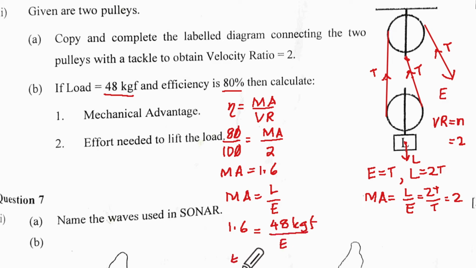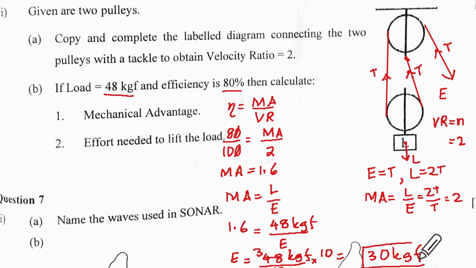And so effort will be equal to 48 kgf upon, I'll write here 16 and I'll write 10 here. Now 16 goes 3 times here, so that will give us 30 kgf, and that is the value of our effort. You write like this, no chance anyone can cut your marks.